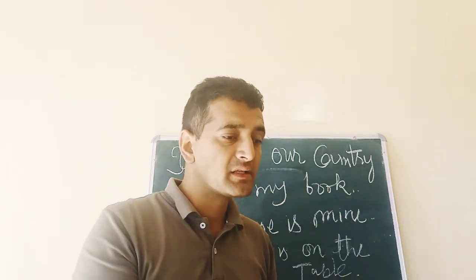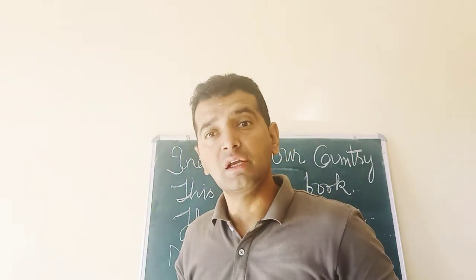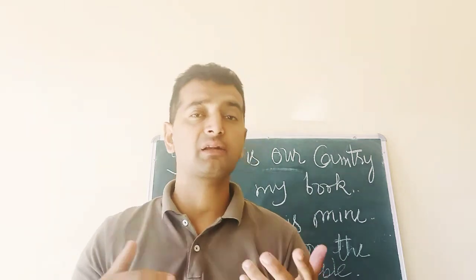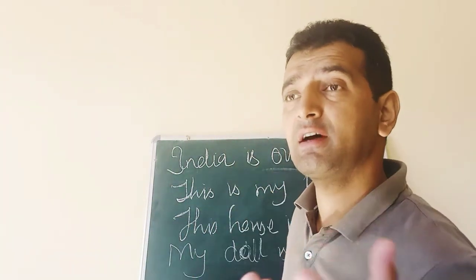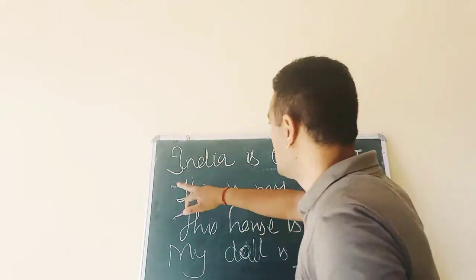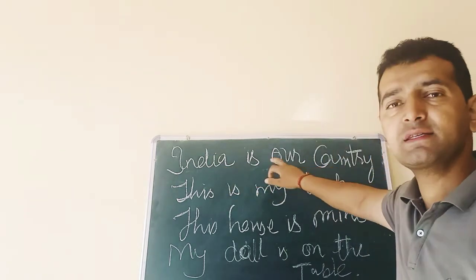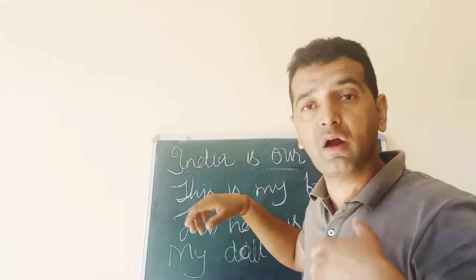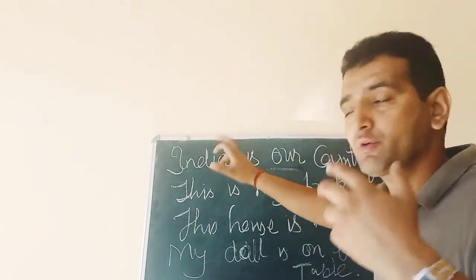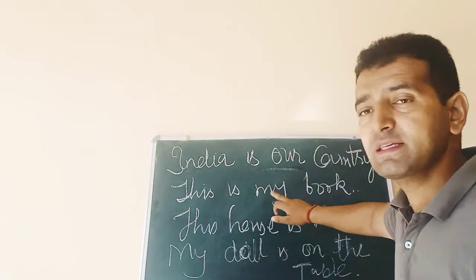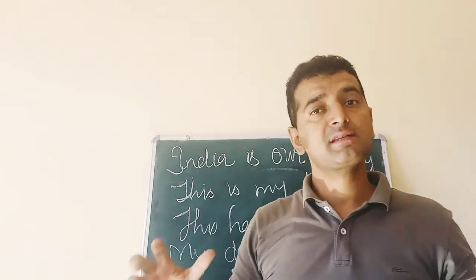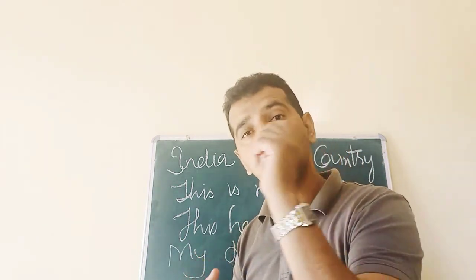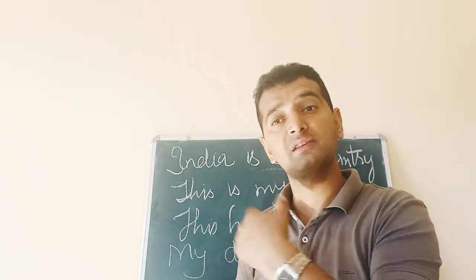And something else: we should serve our country. Whose country is this? Our country, हमारी अपनी country, and that's why we say our country. You can see some examples here on the blackboard. India is our country. It belongs to us. So that's why our, O-U-R, R is the possessive here. Now this is my book. My also points to some person, किसकी है, किस आदमी की है.